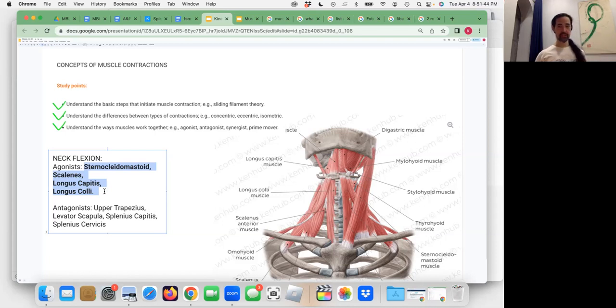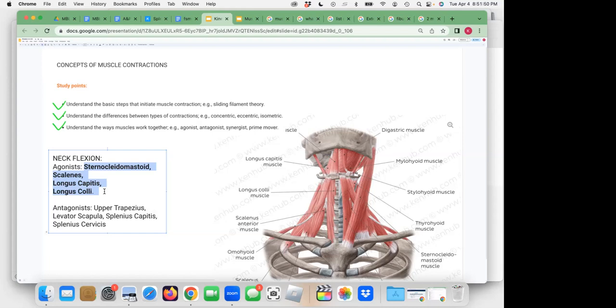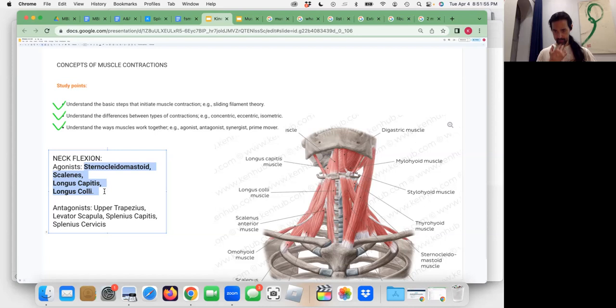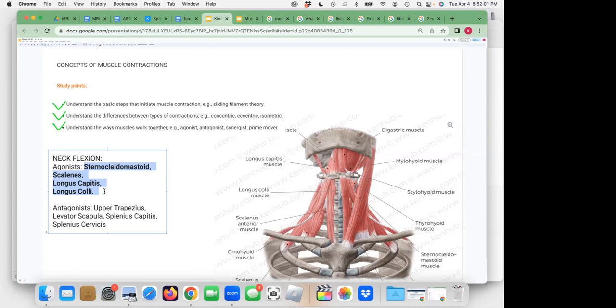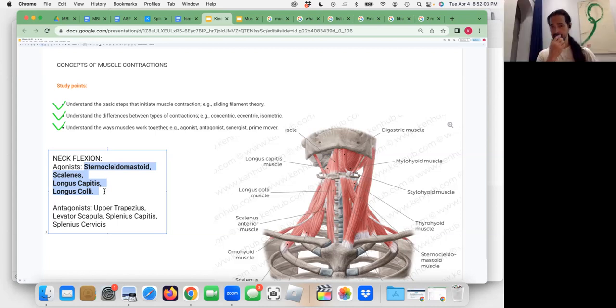And then which one is the prime mover, Mint? Is it the muscles in the front or the muscles in the back? If you're flexing the neck, is the prime mover in the front or in the back? The front. Yes, in the front. And the prime mover is always which one, the antagonist or the agonist?